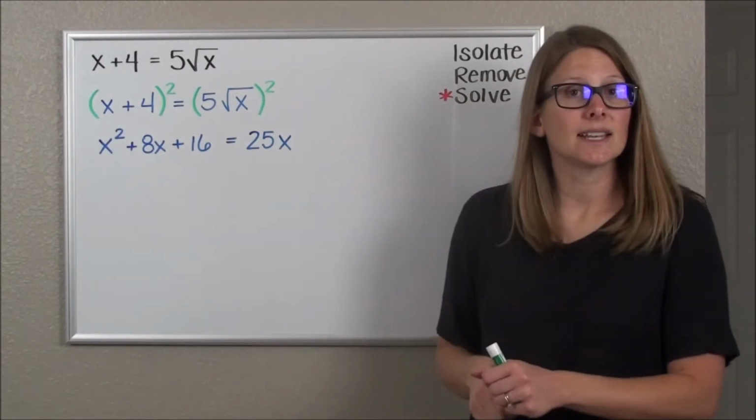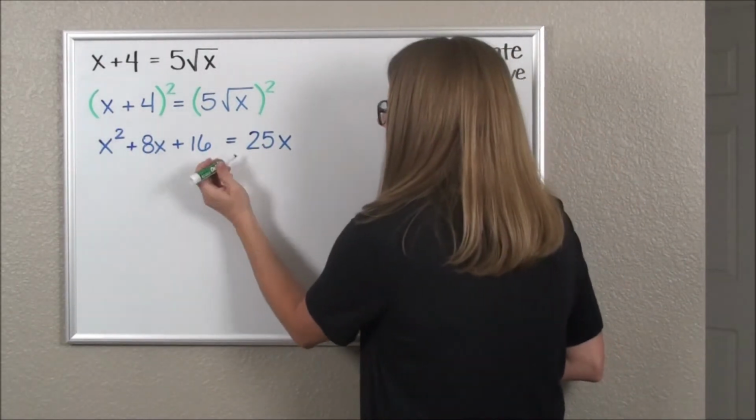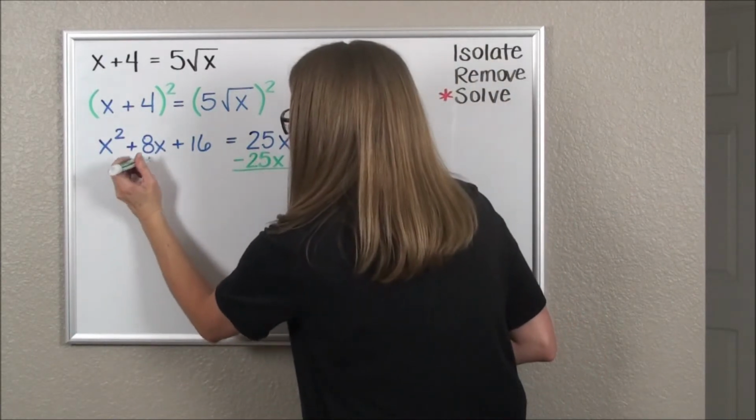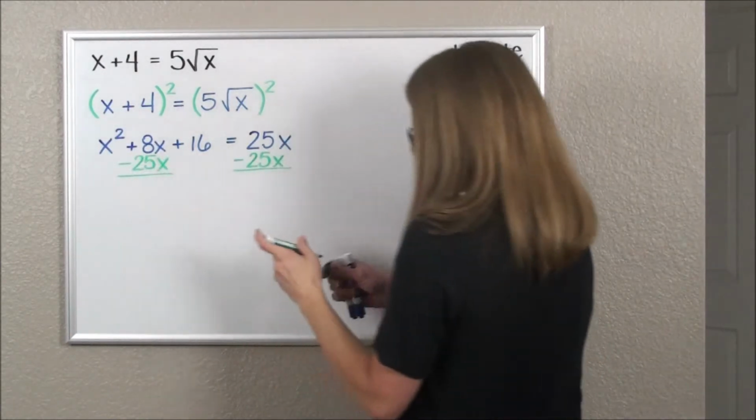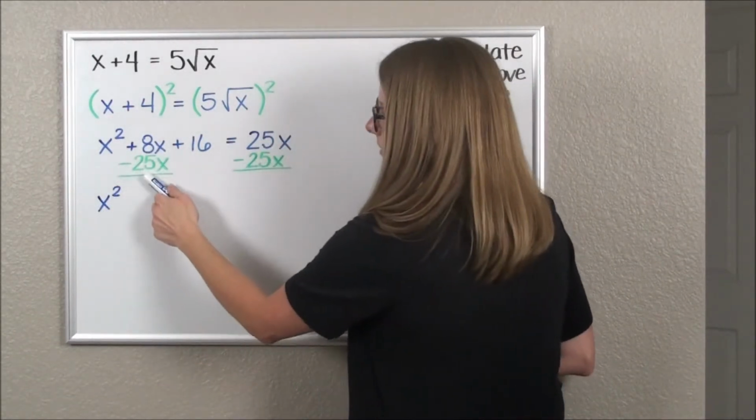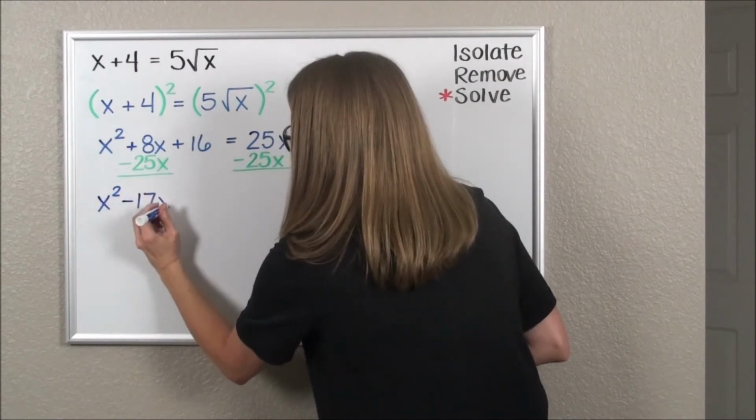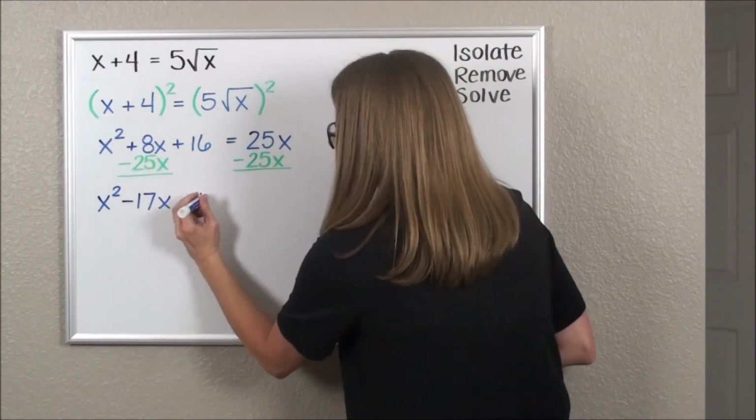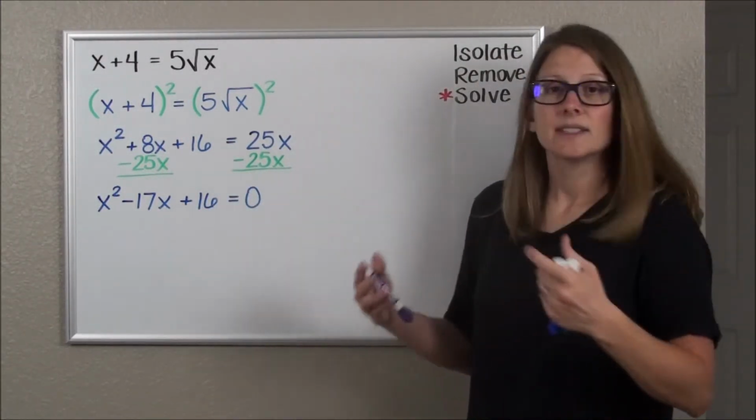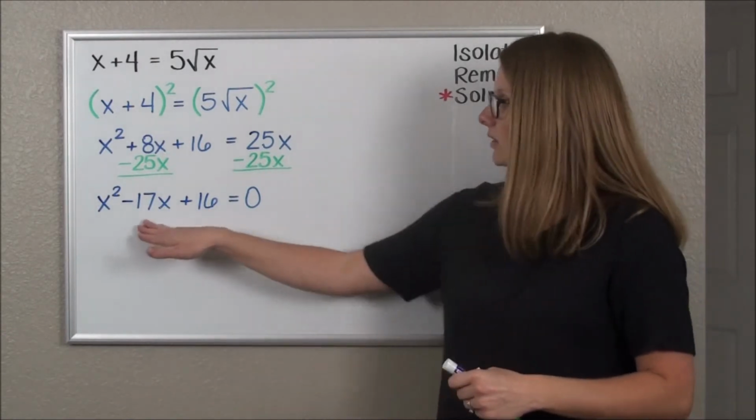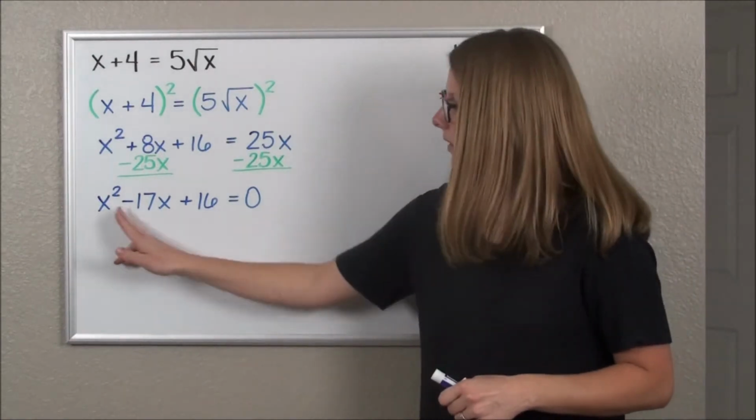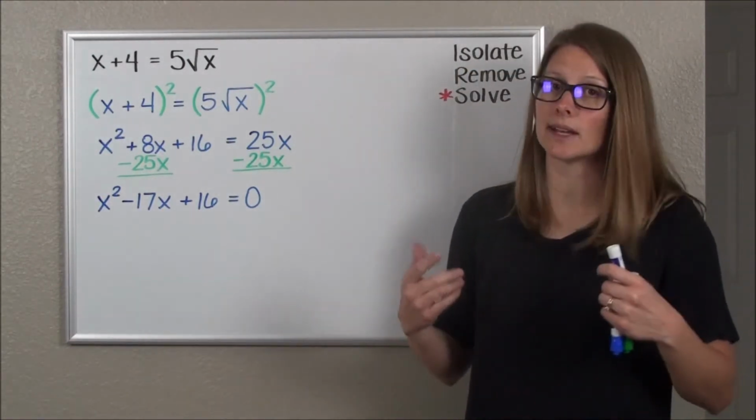To factor, we need to set this equation to 0. So I'm going to take this 25x and relocate it to the other side. Now I have x squared, and then 8x minus 25x would be negative 17x. Then I have the plus 16, and this is now set equal to 0. So now that it's set to 0, I can begin factoring. With factoring, I look for descending order, which I now have. I try to find a GCF to pull, but in this case, all three terms share only a 1 in common, so there's nothing to pull.